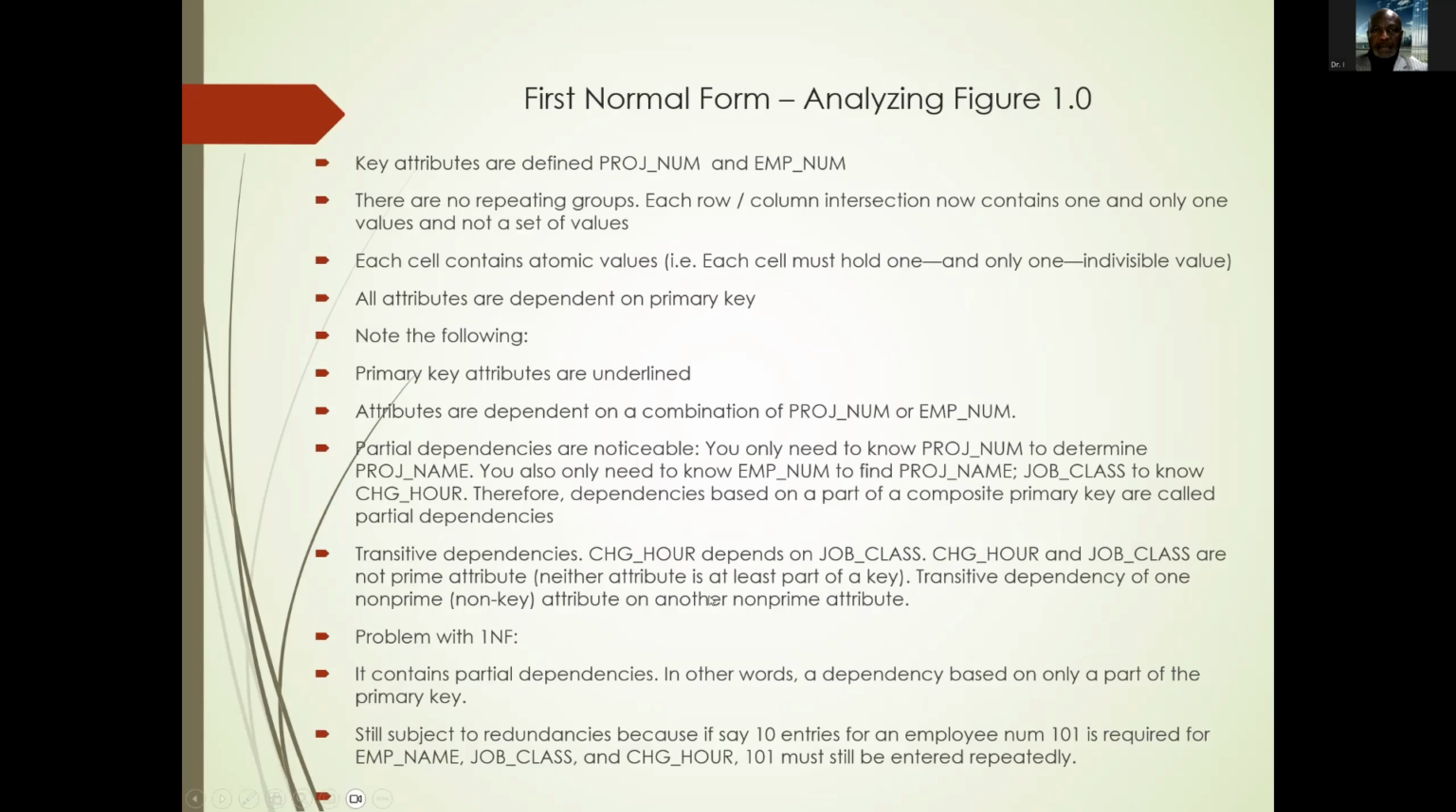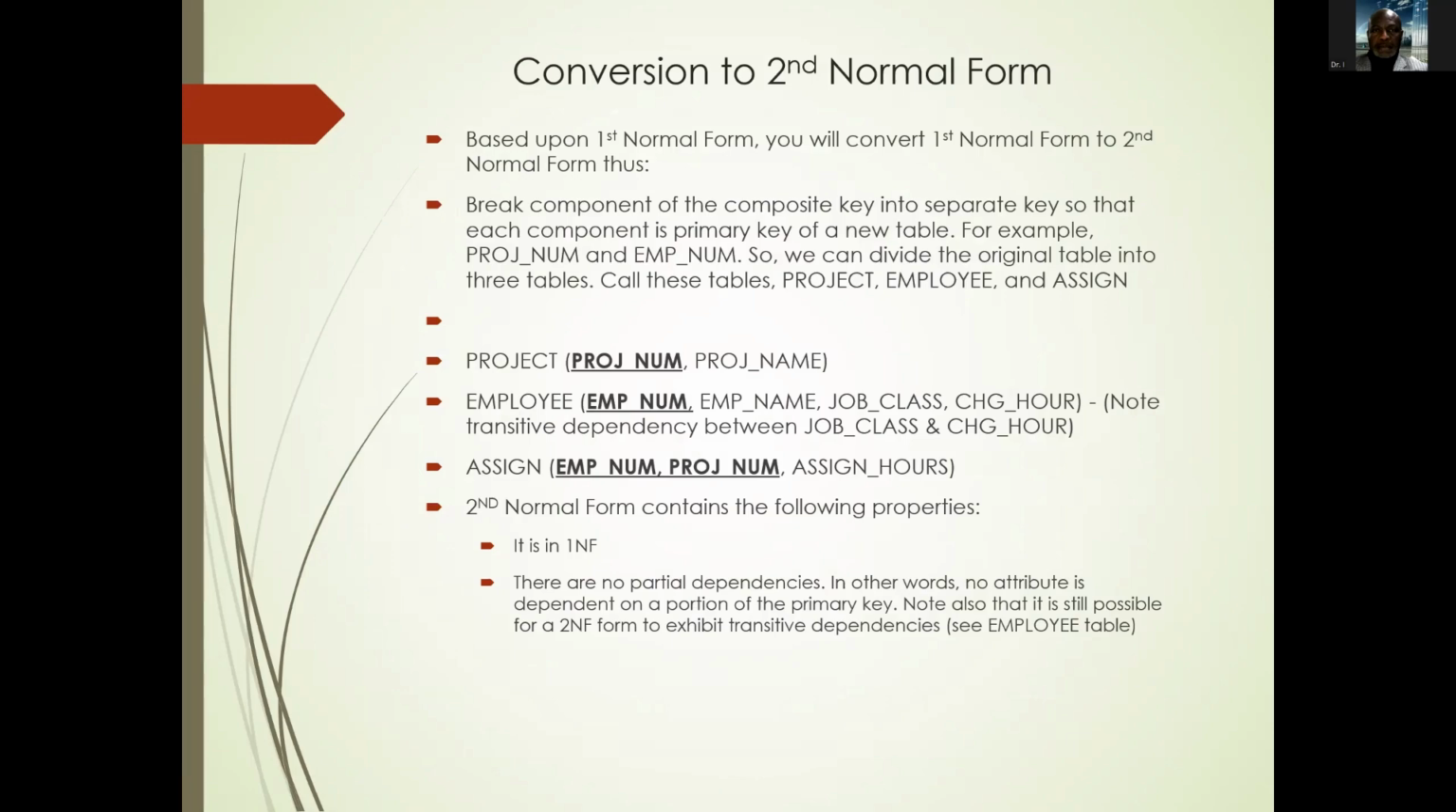You don't want that. So the problem is that it contains partial dependencies, in other words a dependency based on only a part of a primary key, right? The other problem is that it is subject to redundancy. If I have 10 entries for an employee, and one was required for emp number, job name, and charge hour, you have to enter this particular 101 repeatedly, and this is subject to error. That is the problem with first normal form.